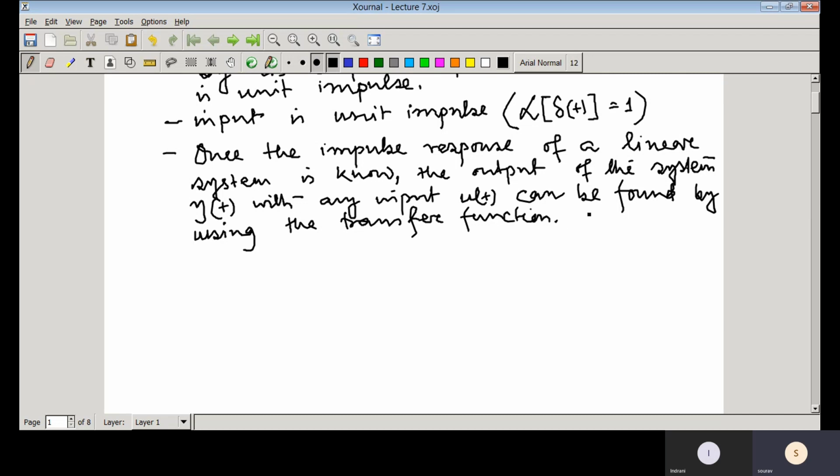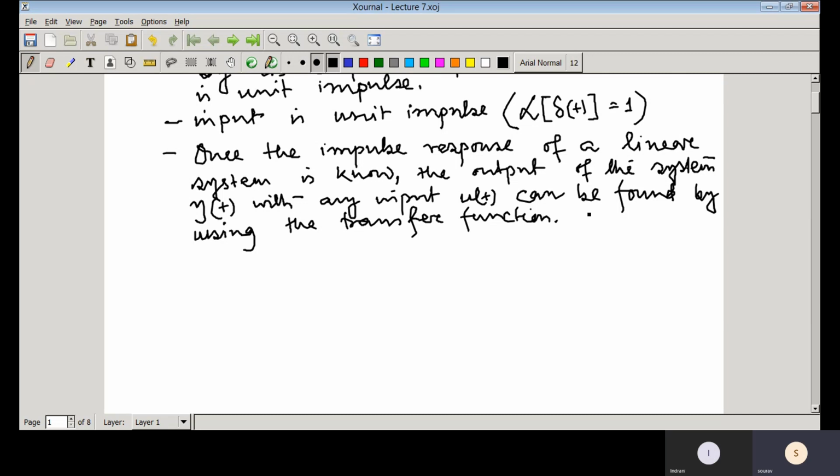So it implies that if you know the output of one LTI system corresponding to the unit impulse input, then for any other inputs you can easily find out what would be the output of that system just by using the transfer function modeling technique.